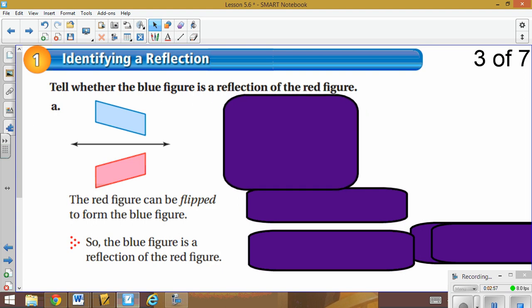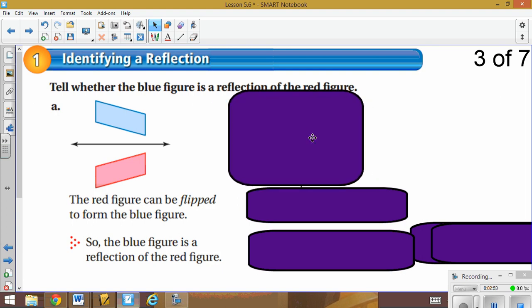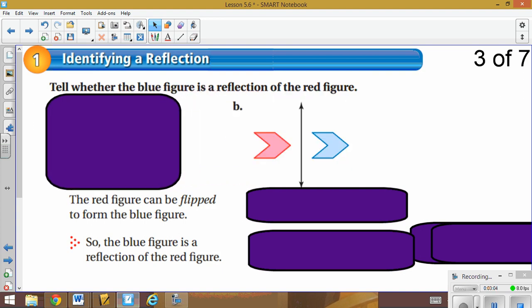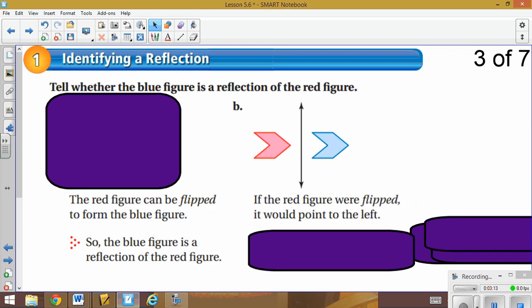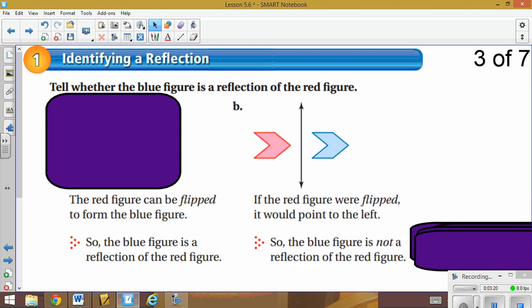All right, here is example 2. If you want to pause to write notes down for example A, now is a good time. Here's example B. If I were to take this shape, fold it along the y-axis, will the two shapes line up evenly? If the figure were flipped, it would be pointed to the left. This figure is not a reflection. That means the blue figure needs to be turned in the opposite direction.